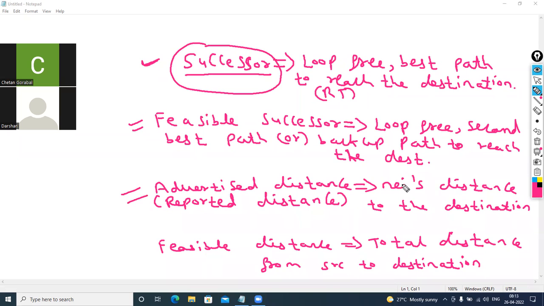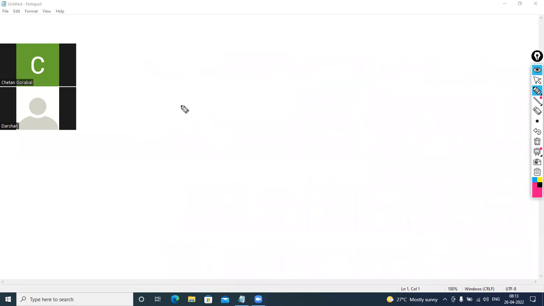So advertised distance is the neighbor's distance to reach the destination, and feasible distance is the total distance. Now, we're talking about feasible successor. Yes, only present in the topology table.